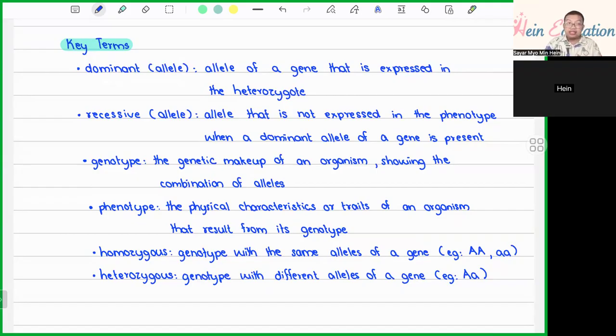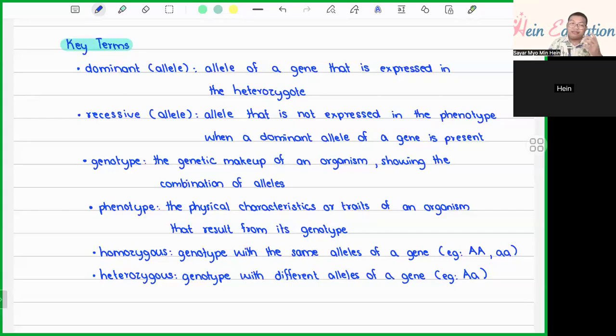So let's start off with the dominant allele. It's an allele of a gene that is expressed in the heterozygote. So when there is one recessive and one dominant, the character will be expressed for the dominant allele. On the opposite, the recessive is an allele that is not expressed in the phenotype when a dominant allele of a gene is present.